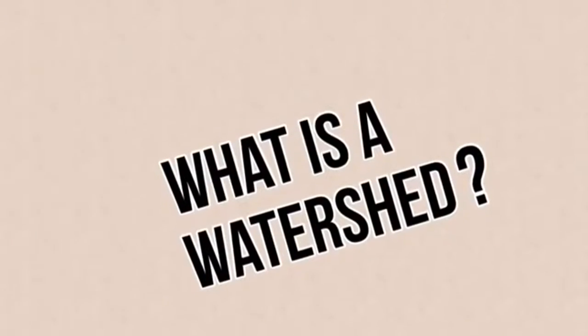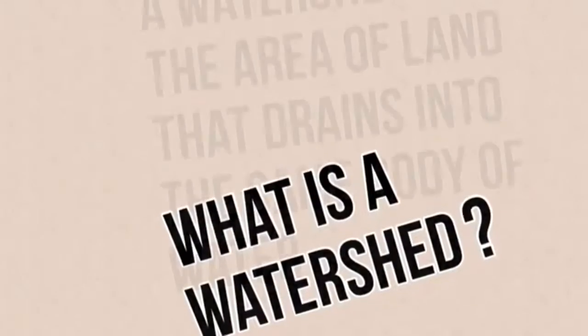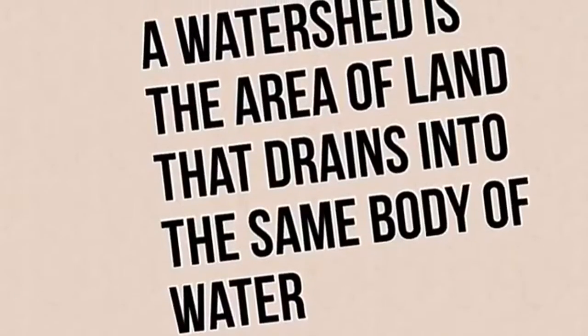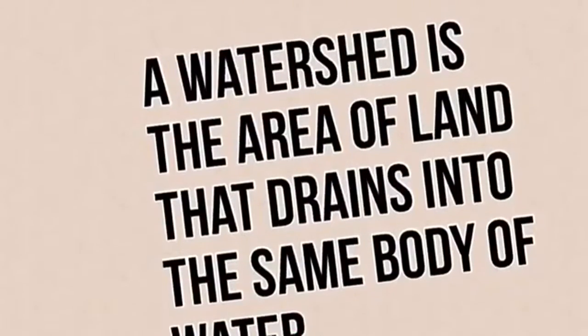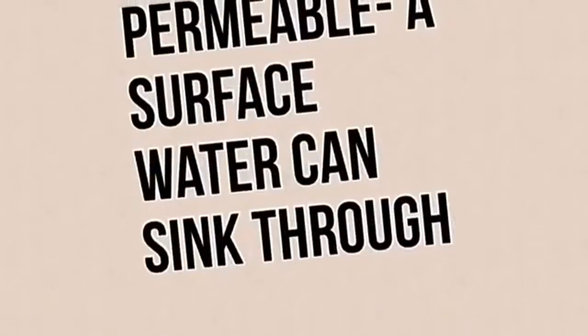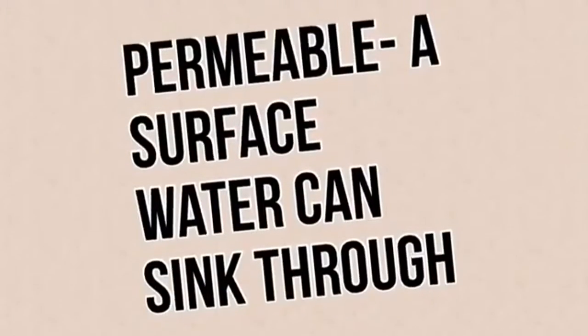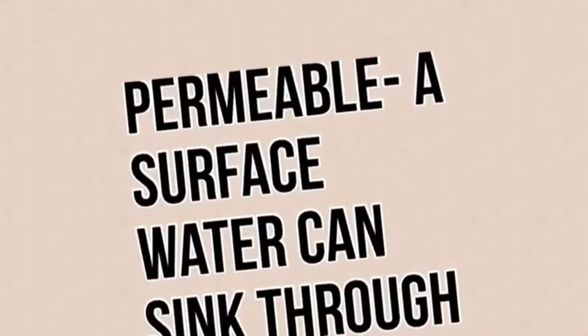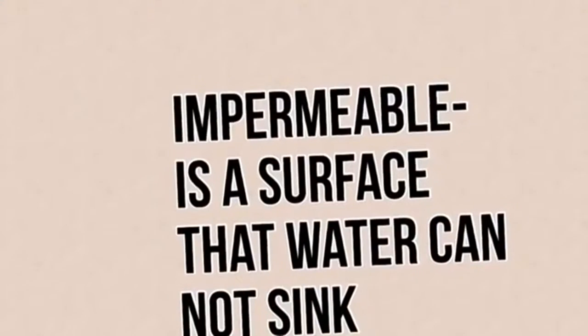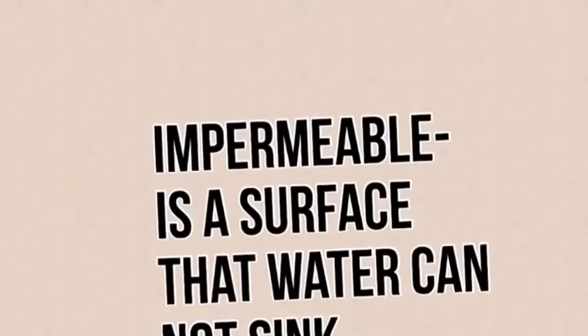What is a watershed? A watershed is an area of land that drains into the same body of water. Permeable. Permeable means a surface that water can sink through. Impermeable means a surface that water cannot sink through.